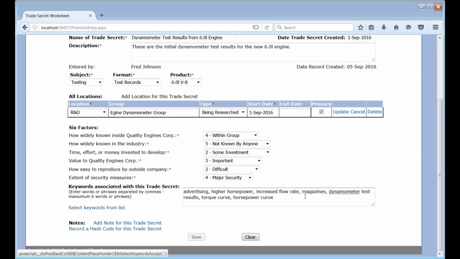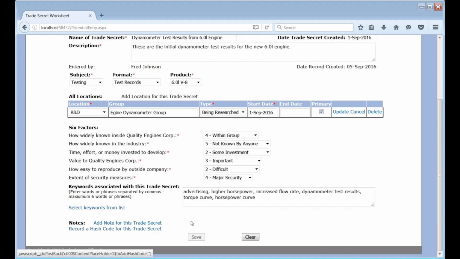Which one of these isn't as important? Because I'm only going to save 6. Well, if I'm advertising it, I'm doing it in a magazine, so I don't need both of those keywords. So I'll do that. I can add a note for this trade secret, so I can say something specific about it. I can say this trade secret's going to be obsolete once we publish it. I can put other things in there. I can also record a hash code for this trade secret. That's really important.